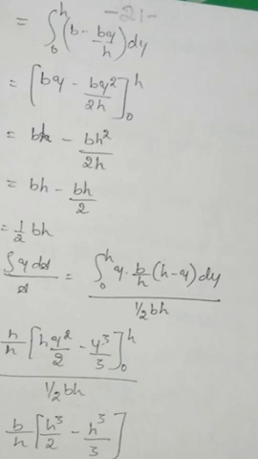So if you put the value of 0 to h in the place of y, because you integrated with respect to y, finally you will get bh minus bh square divided by 2h. If in the place of y you put h, you will get bh minus bh square divided by 2h. If you cancel the bh square divided by 2h, you will get bh divided by 2.